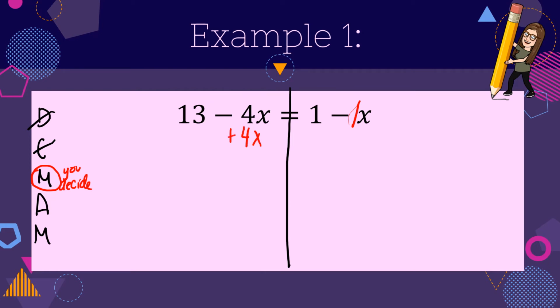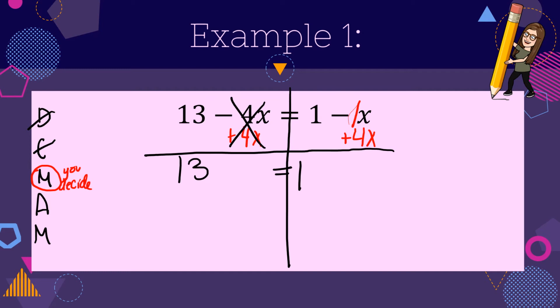Now, here's where organization is key. I have to put it under the other x because those are the ones that I can combine. So the 13 falls down. These are opposites, so as always, they go away. The equals falls down, the 1 falls down. And then if I look, negative 1x plus 4x is positive 3x.